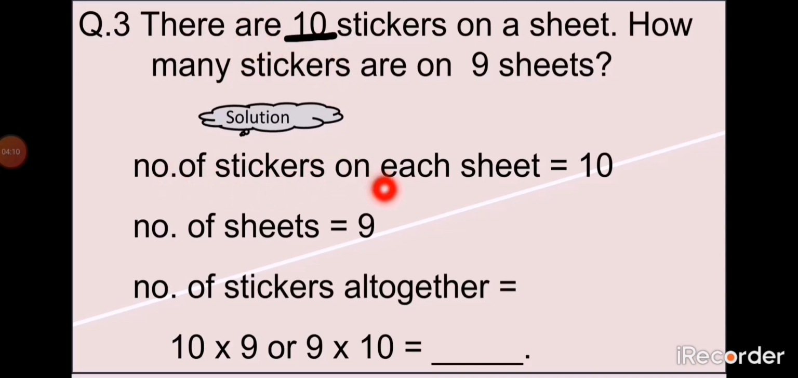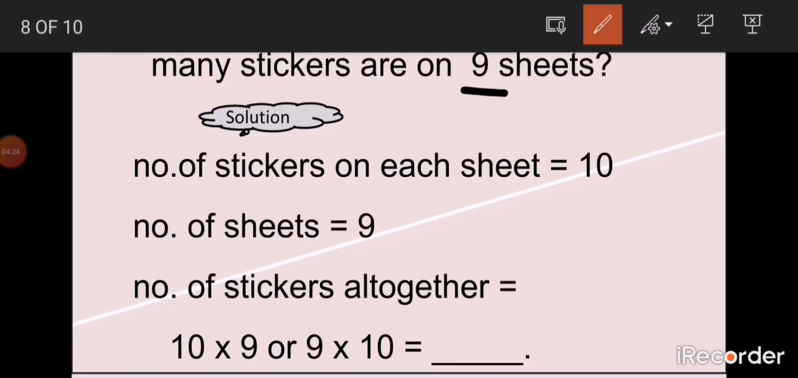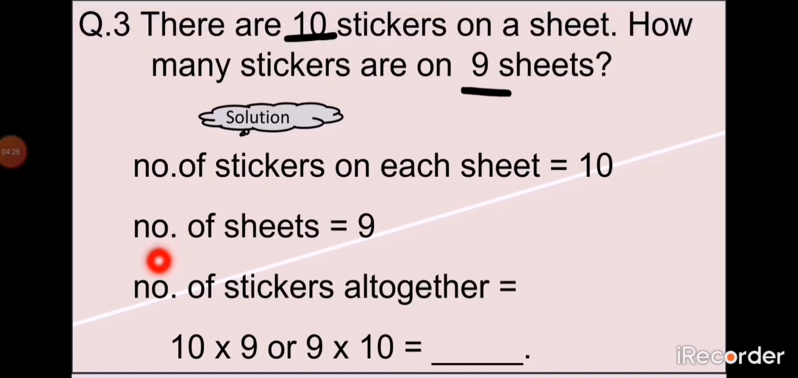Now, the first statement will be number of stickers on each sheet. Each sheet has 10 stickers. So, we will write our statement in that way. Number of stickers on each sheet is equal to 10. Now, check the second number present in the question. That is 9. And it is representing sheets. So, number of sheets is equal to 9. This will be your second statement.